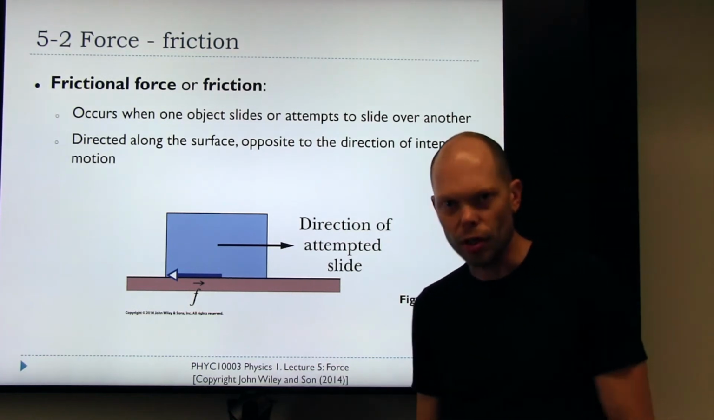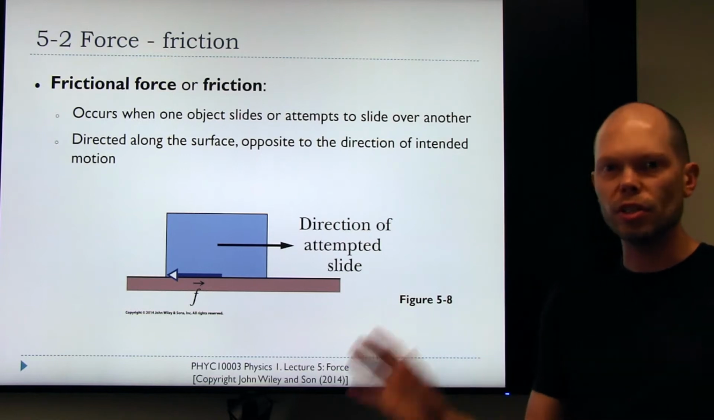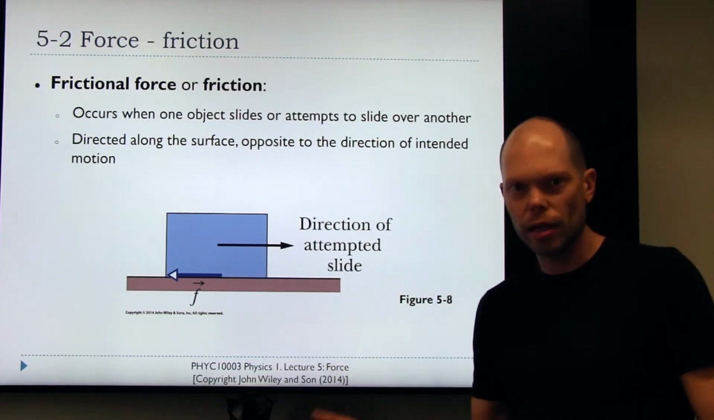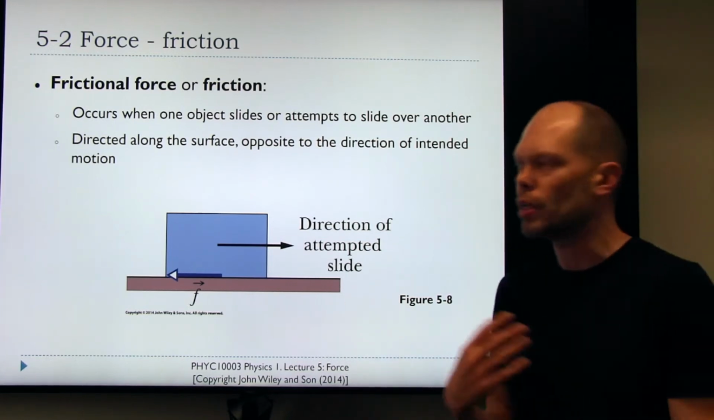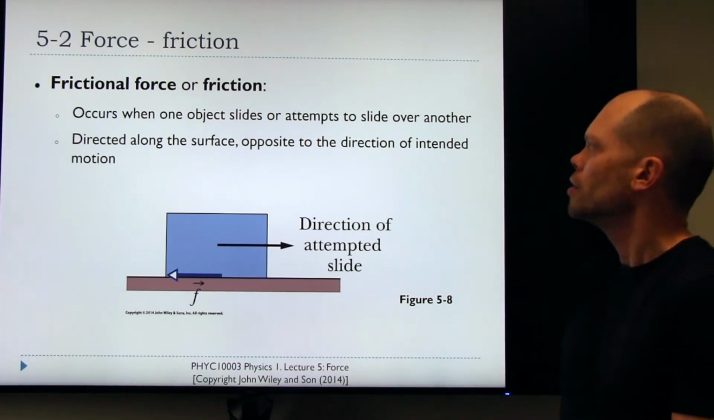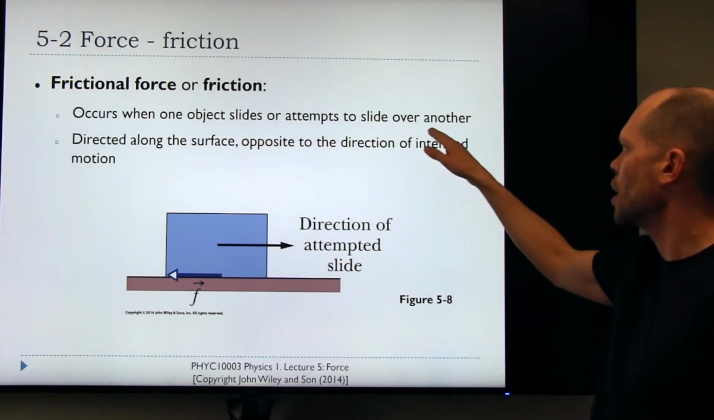So what about friction? We've spent several lectures talking about things where there's no friction, this little ideal world that doesn't exist. In reality, we have friction. Friction is a force. How do we account for that? How do we conceptualize it? So, frictional force occurs when one object slides or attempts to slide over another.